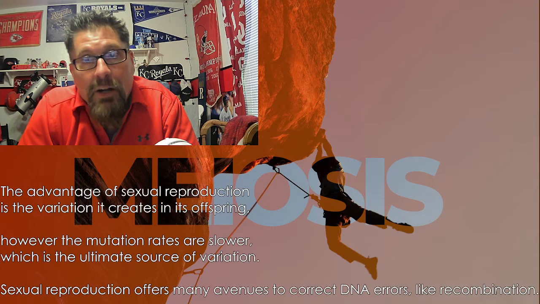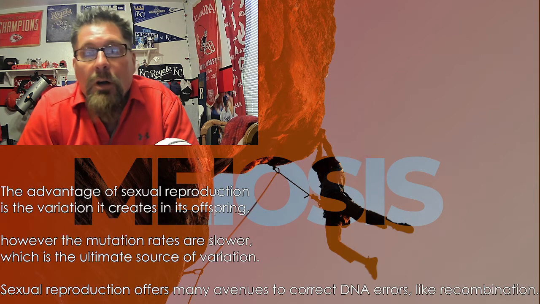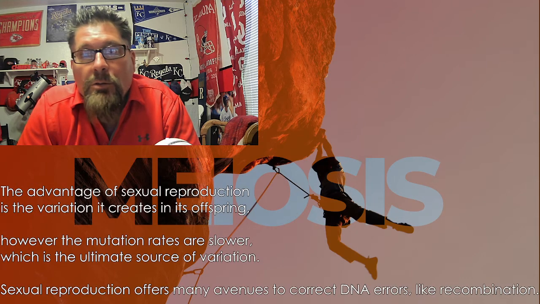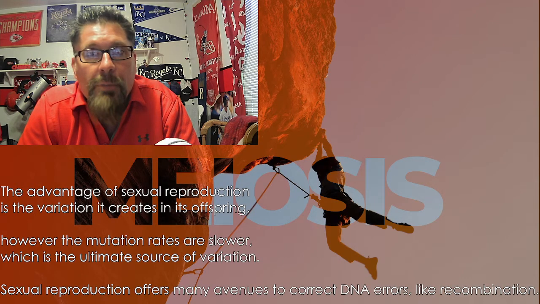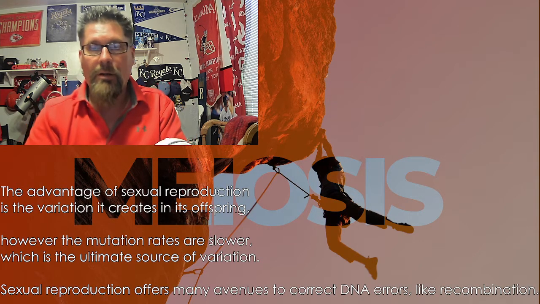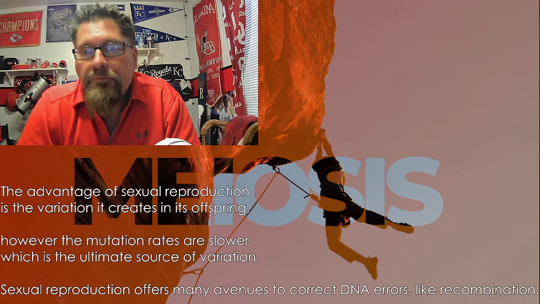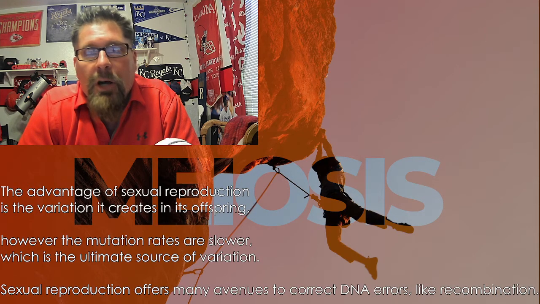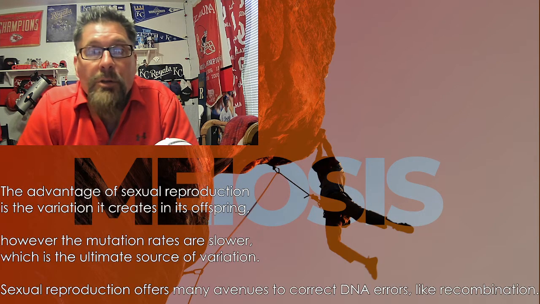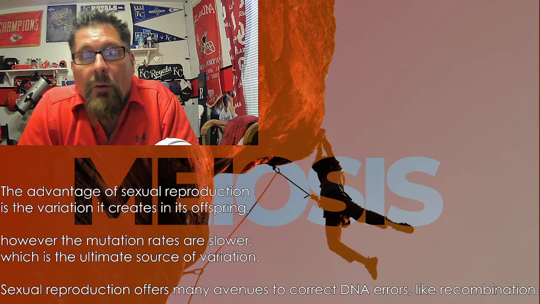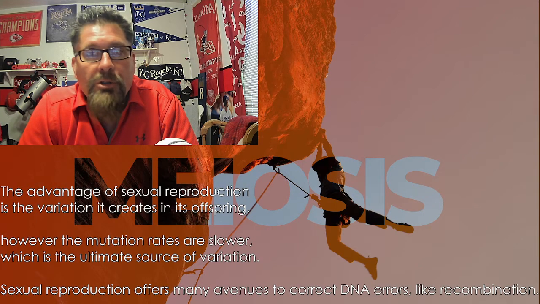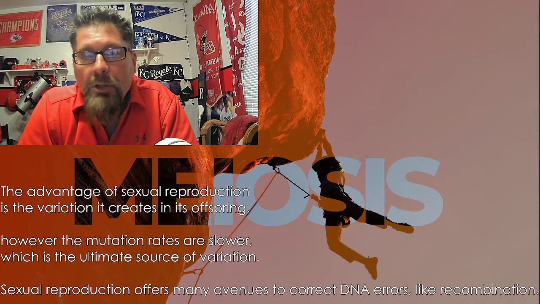The disadvantage would be that the mutation rates are slower, and meiosis offers some pathways to help kind of cover if there's any what we're going to call errors or anything that could be counterproductive to the lifespan of the offspring. And one of those you're going to see is recombination, and recombination can help because it swaps portions of the chromosomes between the parents.